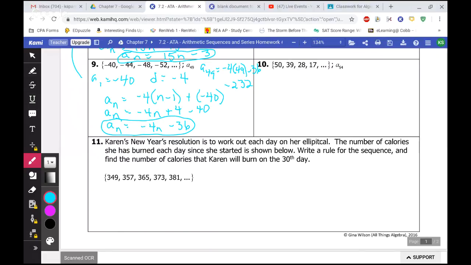So it's going up by 8. 349 to 357, the difference is 8. And 357 to 365 is 8. And the first term is 349, and the common difference is 8.